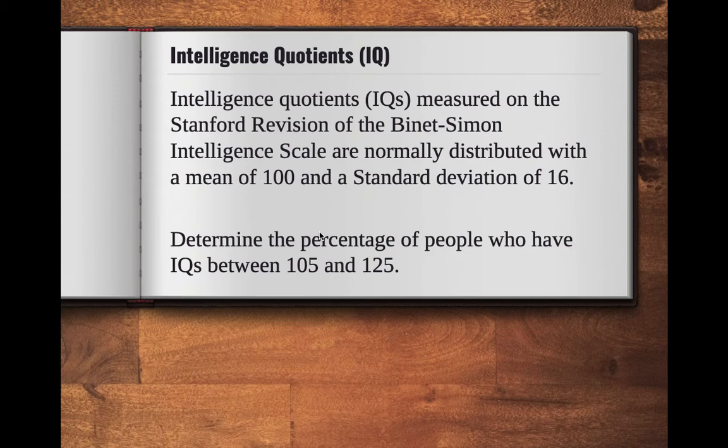So see what we mean. We're going to work on this one, working with the IQ. IQ is basically a classic normal distribution, a classic bell curve. We measure it on the Stanford revision of the Binet-Simon intelligence scale. It's normally distributed with a mean of 100 and a standard deviation of 16. So we're going to determine what percentage of the people have an IQ between 105 and 125.